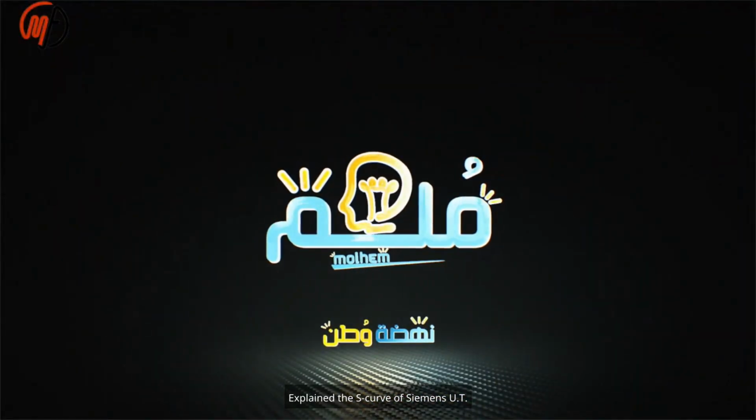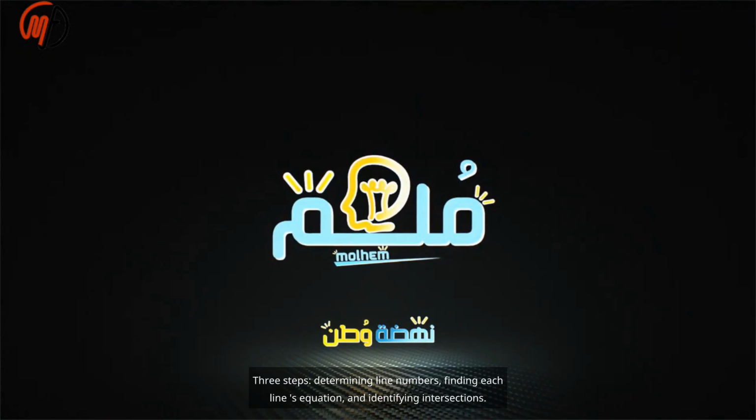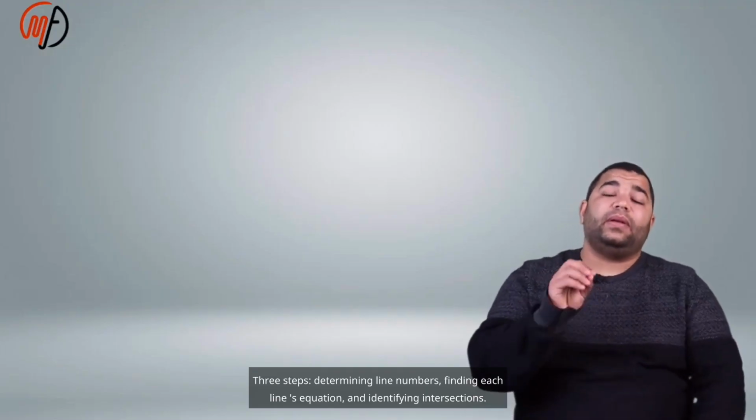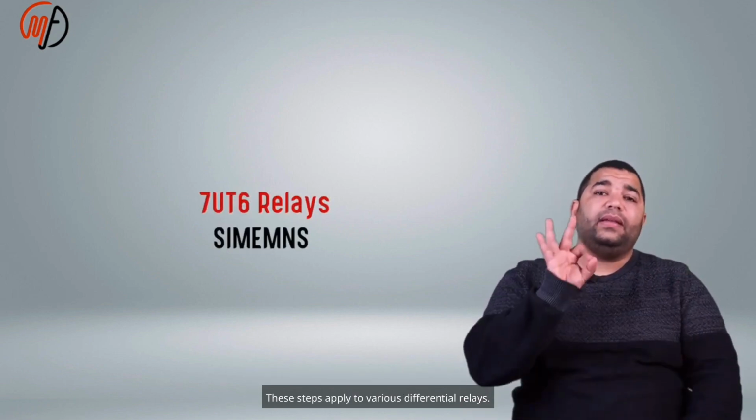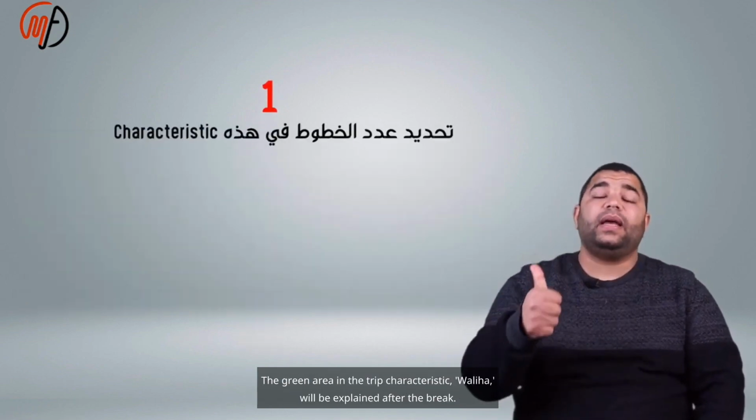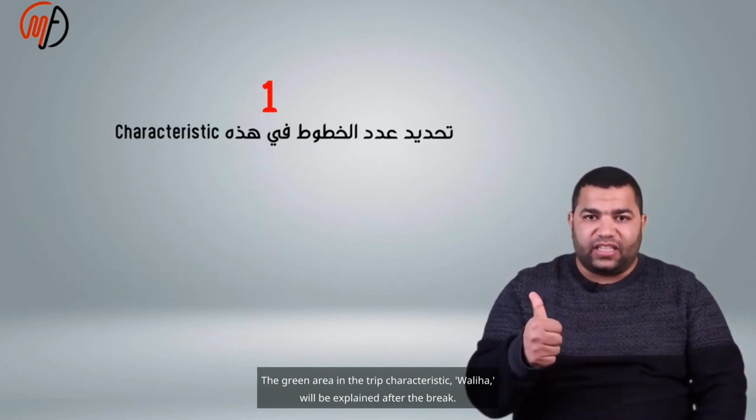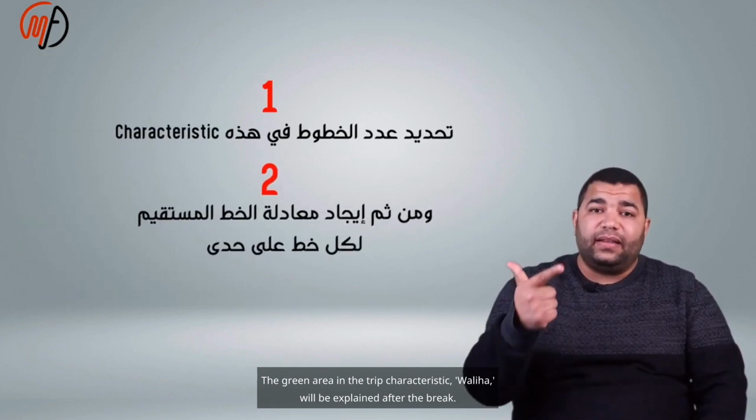Explain the S-curve of Siemens UT relays. There are 3 steps: determining line numbers, finding each line's equation, and identifying intersections. These steps apply to various differential relays. The green area in the trip characteristic, Waliha, will be explained after the break.